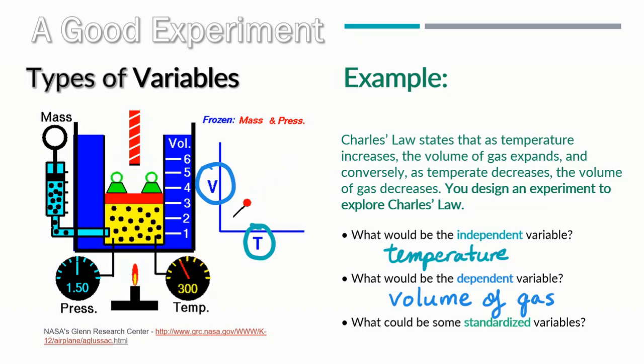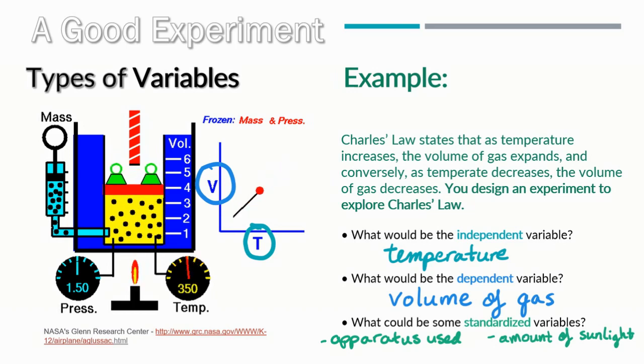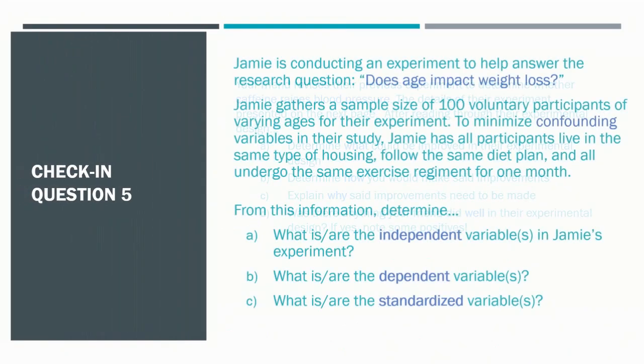And then standardized variables, there are a lot of options for this. One of them could maybe be the apparatus that you used, making sure that you're using the same equipment across the board when you're repeating your experiment and gathering more results, more data points. Maybe the amount of sunlight that's exposed. You never know if something is in sunlight, maybe it's swaying your temperature a little more than you would have thought. Or measurement devices used, making sure that you're measuring using the same things across the board to make sure that you're avoiding those confounding variables. Just a couple examples. Sound good? Okay, let's move on to your next check-in.